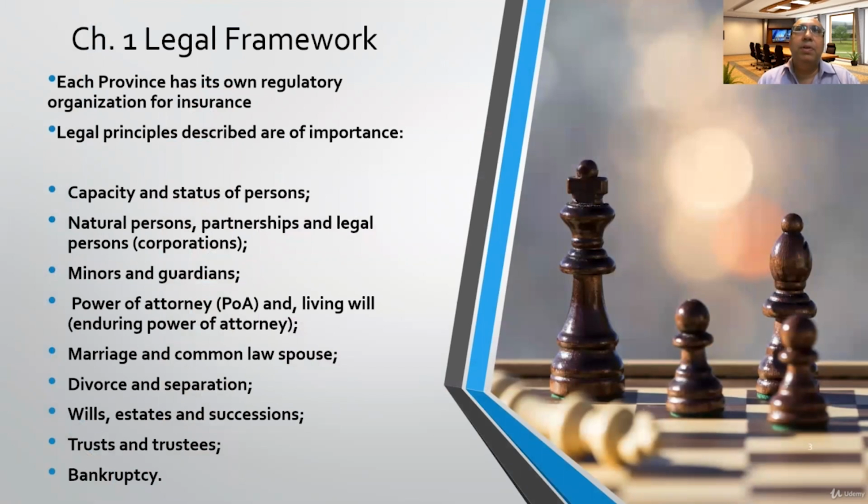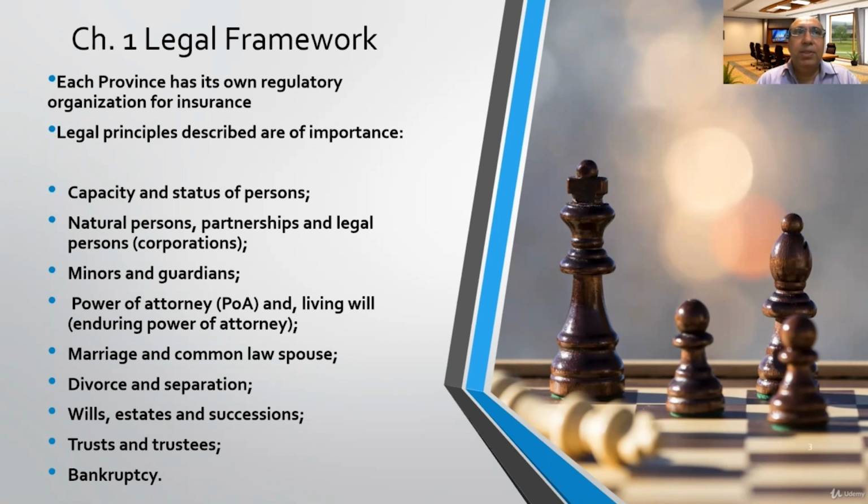So in the legal framework, you need to remember, of course, that insurance is regulated at the provincial level, and every province in Canada has its own regulatory organization. The legal things you should understand here are the capacity and status of people. So what do we mean by capacity? First of all, the person should be of legal age, and they should be of good mind. They should understand what they're buying or what they're doing. We'll talk about that in a little more detail later on.